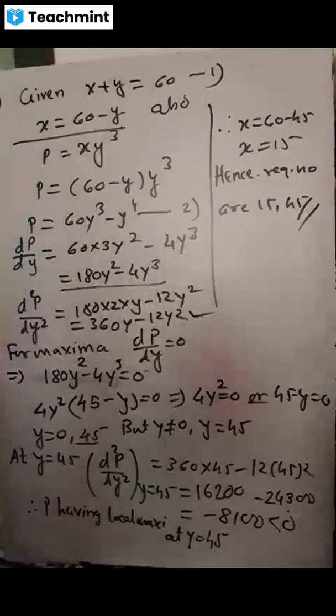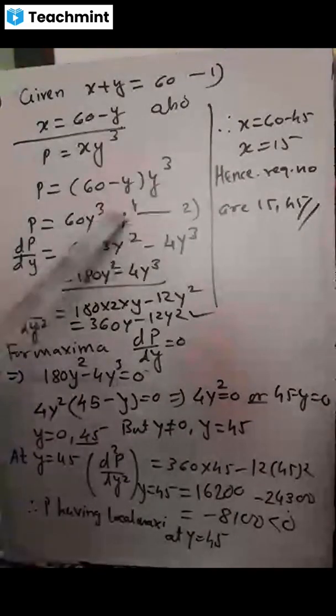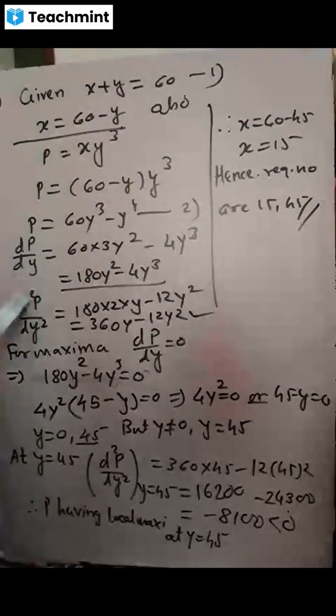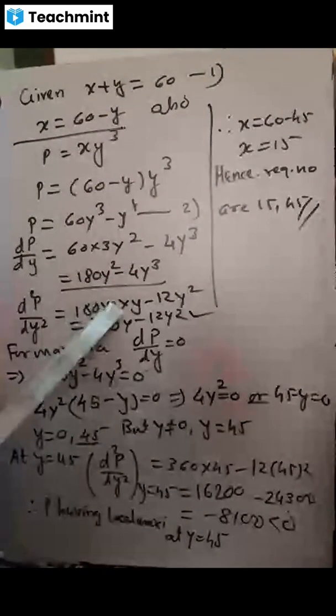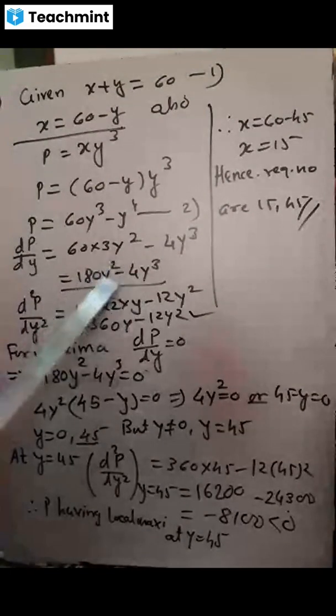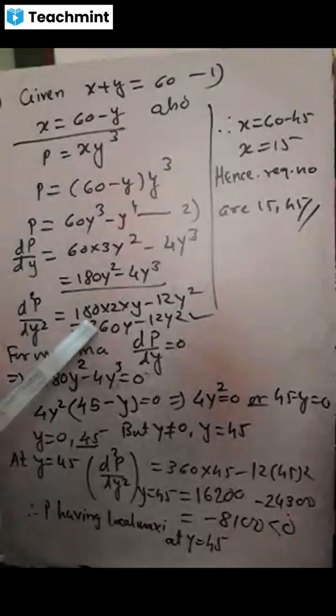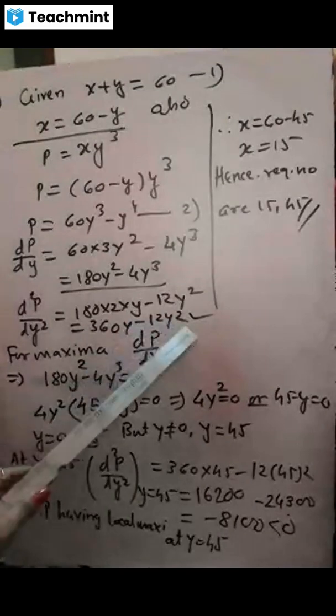After multiplication, dp by dy equal to, this 60 is constant, and the derivative of y cube is 3y square, minus here 4y cube. Doing the multiplication, now the second order derivative: it is 180 into 2y, y square means 2y, into here 4y cube means 12y square, multiplying it, 360y minus 12y square.